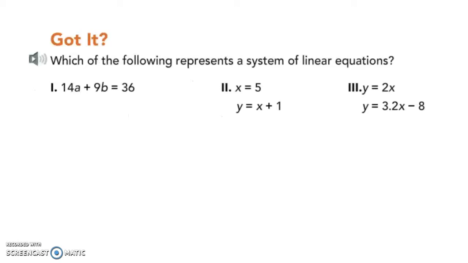All right, so take a look and pick which of the following represents a system of linear equations. You should be seeing 2 options that are systems of linear equations. It's not the first one. This is just 1 equation. It would be the second one and the third one. These are systems of linear equations. We would have x equals 5 and then y equals x plus 1. Those would have a point of intersection, as would these if we graphed them.